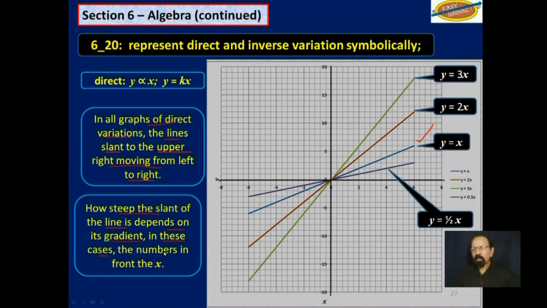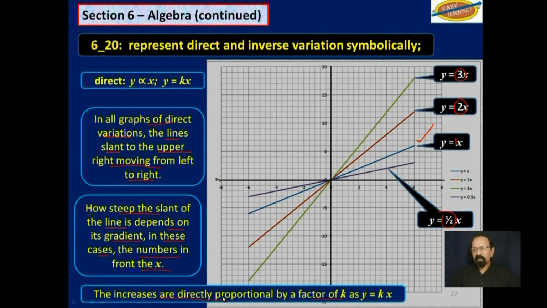In these cases, those would be the numbers in front of the x. For example, y is equal to 2x, or y is equal to 3x, or y is equal to 1x, or y is equal to half x. Those are the gradients, and those indicate how steep the lines are. The increases are directly proportional by a factor of k. So y is equal to kx, and we could work out what k is. It would be y over x, which is the gradient, increase in y over increase in x.